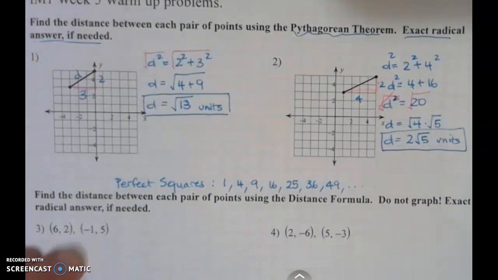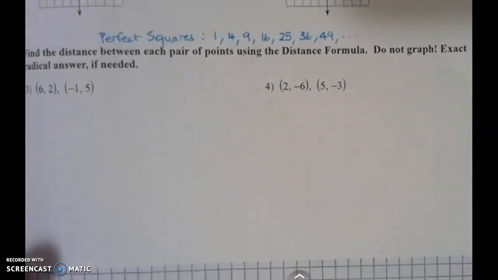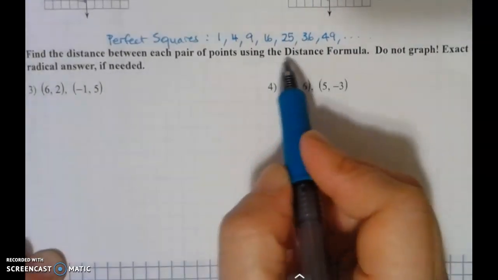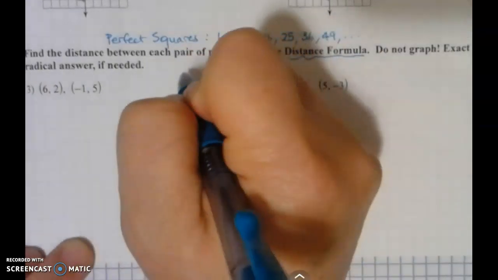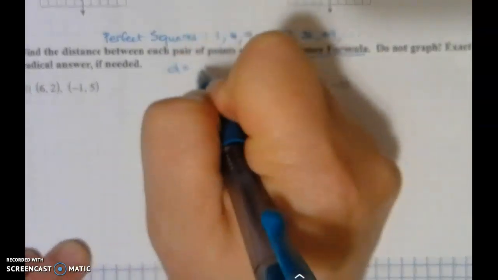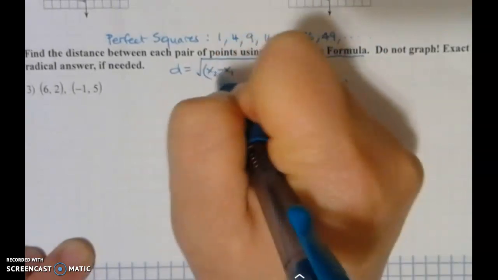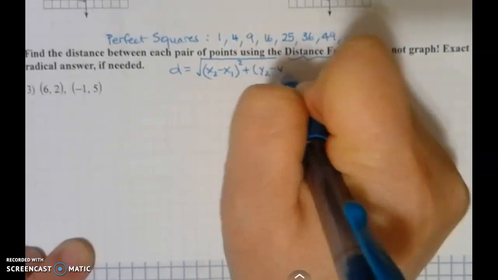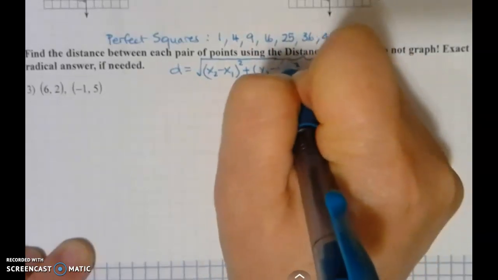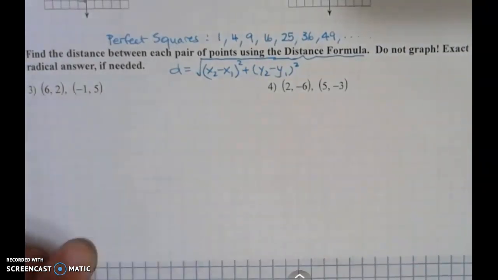Okay. Now this time we are given 2 points. We're told not to graph, but you're using the distance formula. What is the distance formula? That is the one that looks like this. Distance is square root of x2 minus x1 whole squared plus y2 minus y1 all squared. Okay, so if you did your homework, this should be something you're very familiar with.